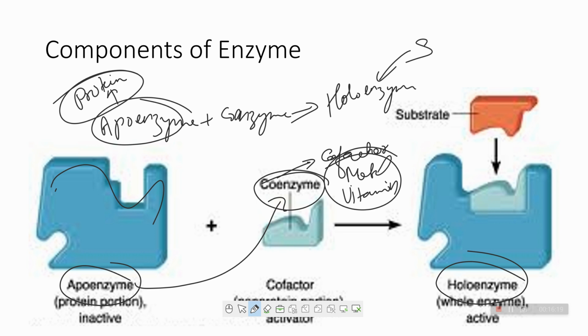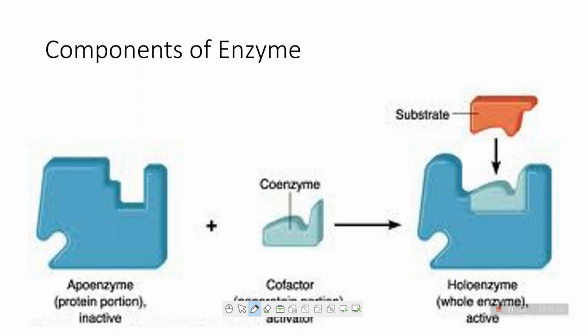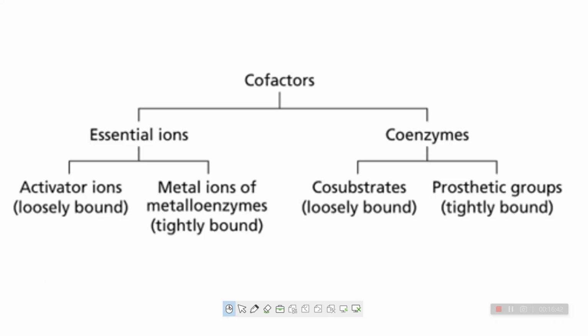Coenzyme is a cofactor, like a metal or vitamin, which enhances the rate of reaction, and apoenzyme is a protein. When the protein is combined with the cofactor, both apoenzyme and coenzyme, that is called a holoenzyme. And that holoenzyme binds with the substrate, right?